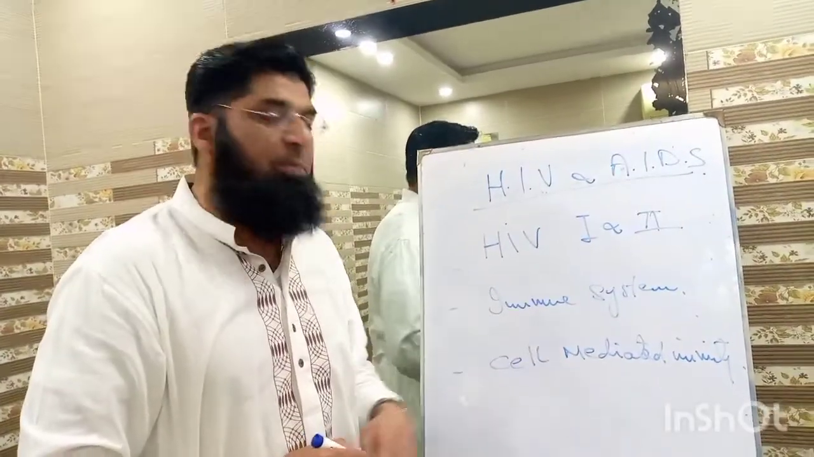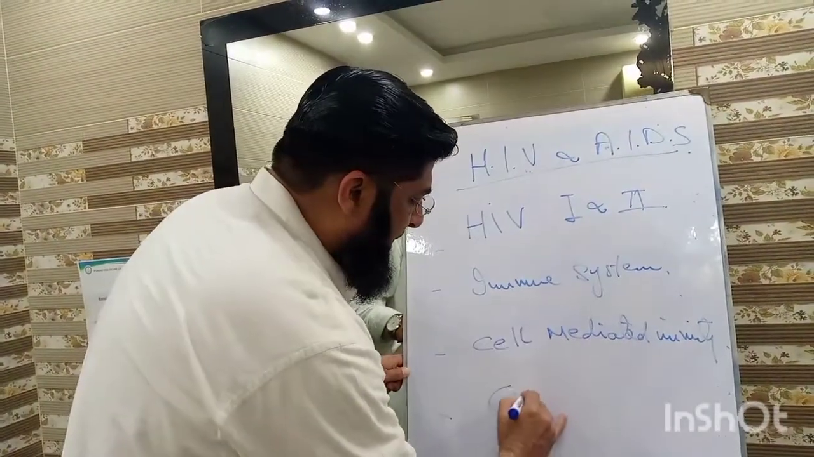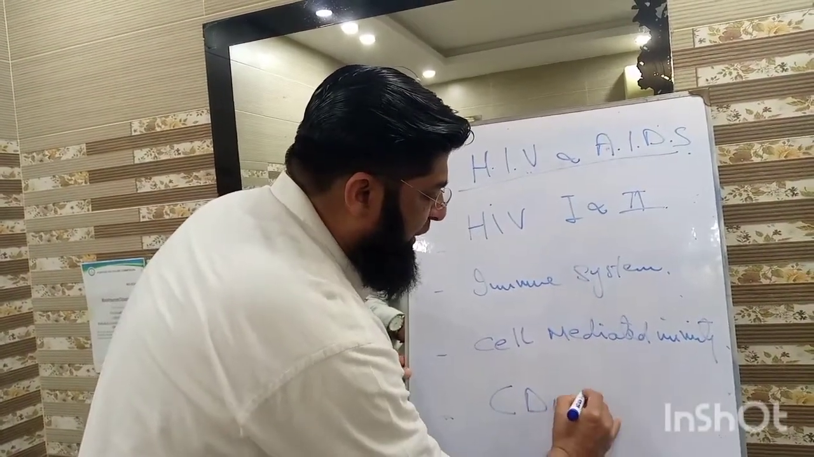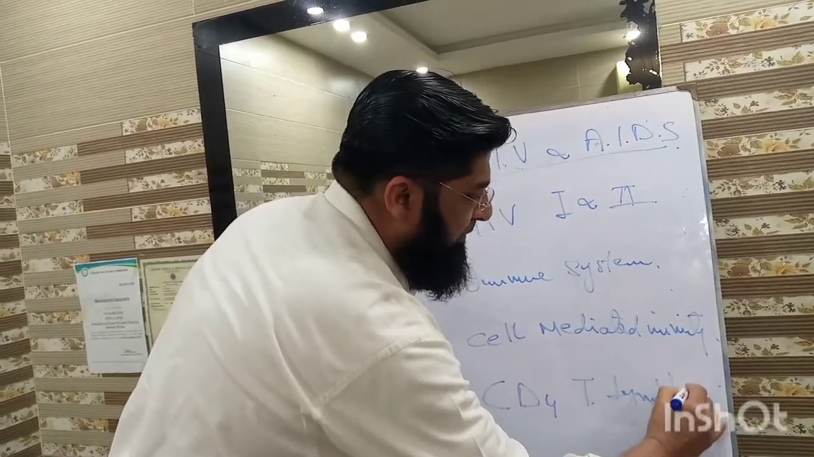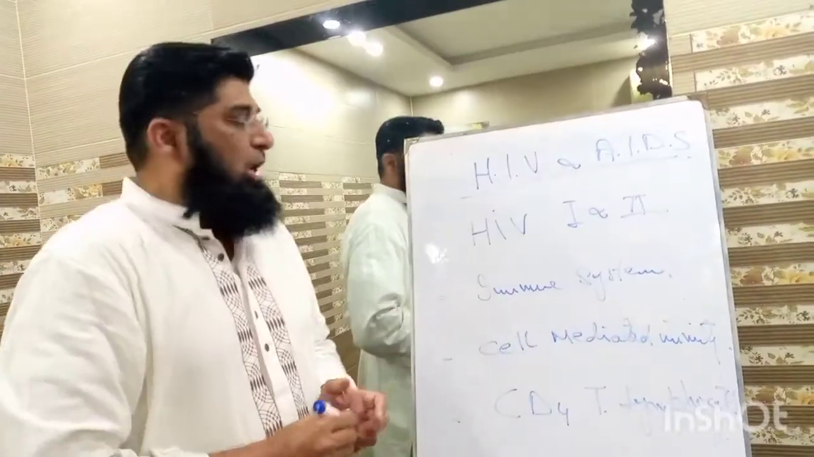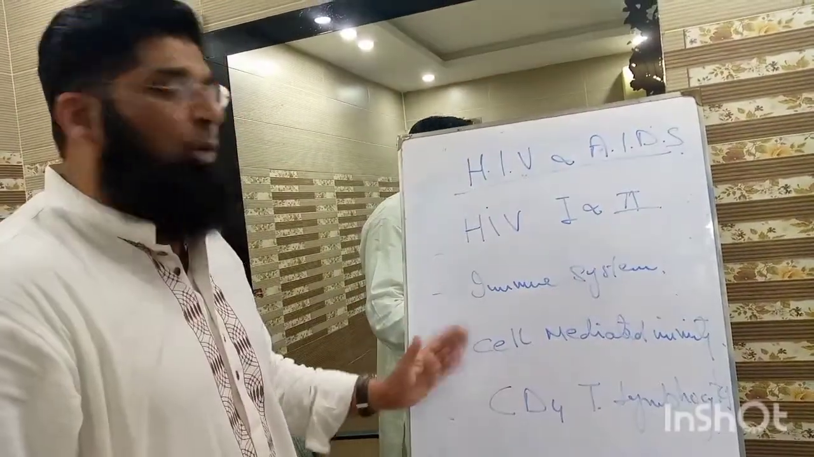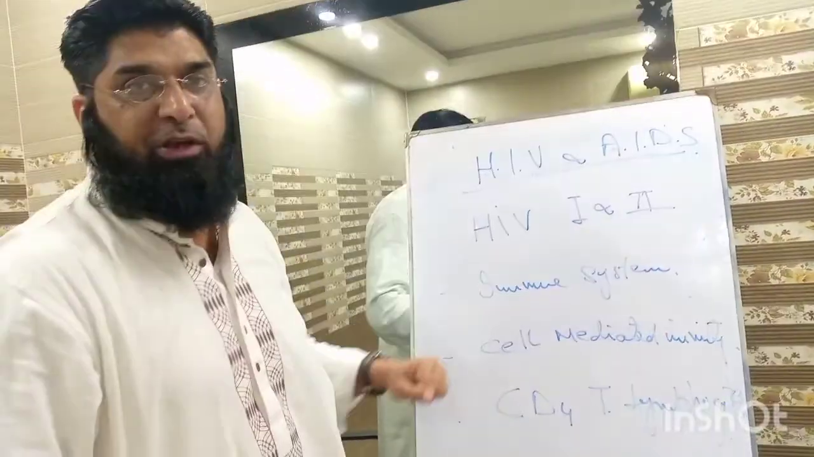How do they affect cell-mediated immunity? They affect CD4 T lymphocytes. Okay, students? So these 4 points are the hallmarks of HIV and AIDS infection.